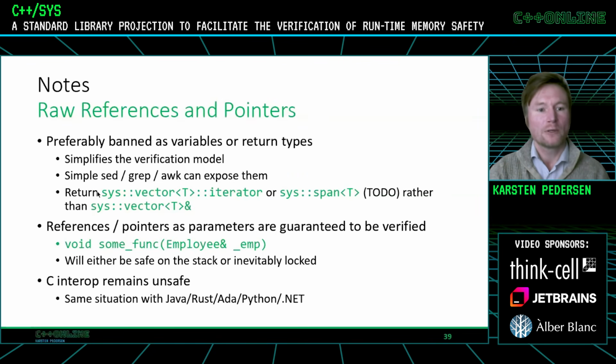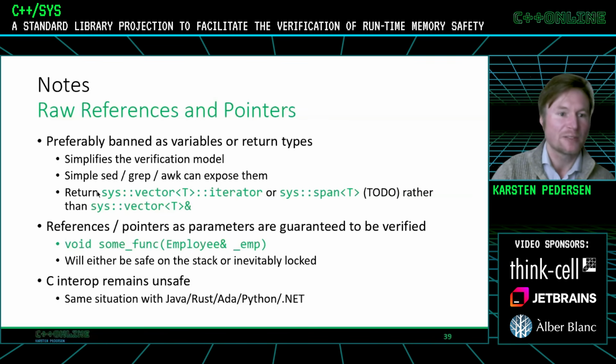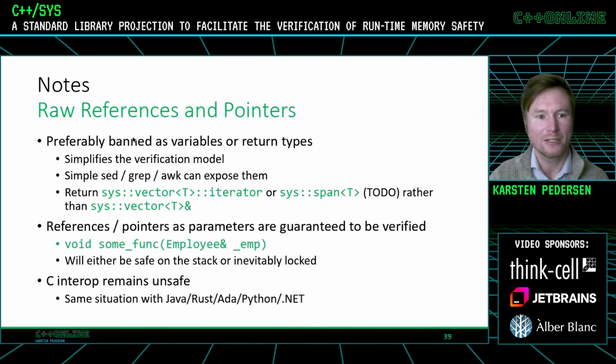So essentially, to best leverage C++ sys, you want to just ban raw references and pointers. I know that's easier said than done, but it simplifies the verification model. It means you can basically just correct for them. Likewise, to return vectors and containers, we should be returning iterators or sys span, which doesn't yet exist, but that would be a better solution than returning a reference to a vector.